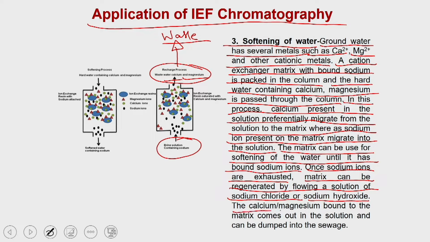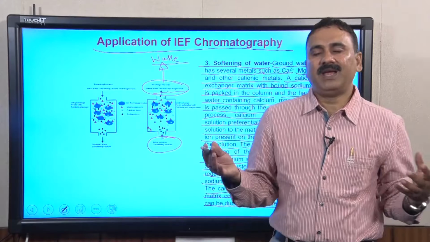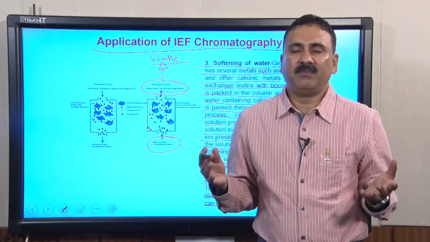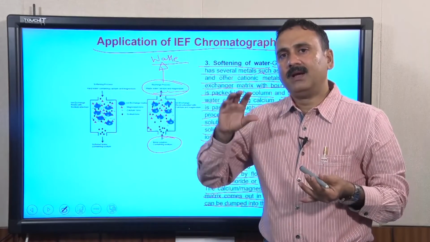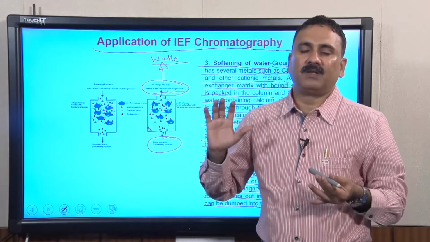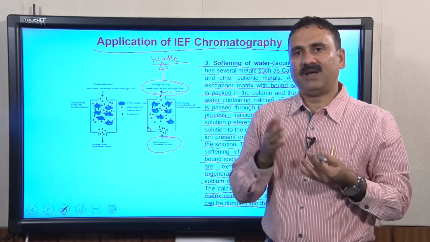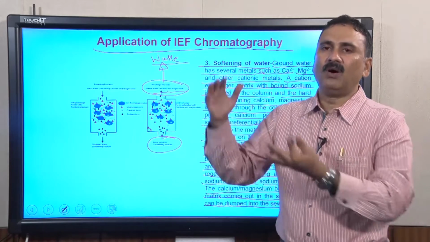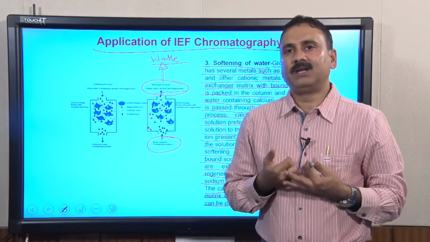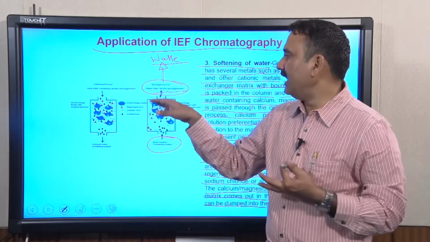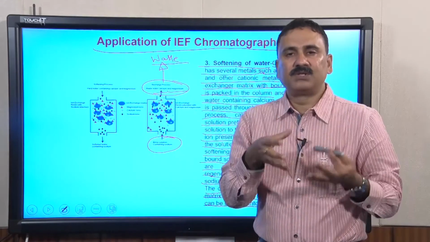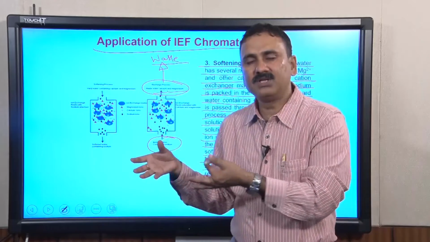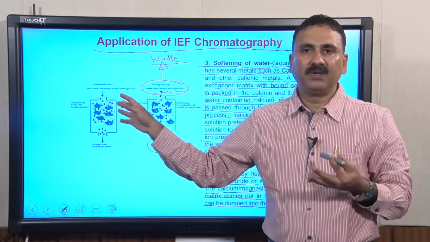So, the calcium or magnesium bound to the matrix comes out in the solution and can be dumped into the sewage. That is how you remove the heavy metals or the other kinds of contaminating metals from the water. And once the column is getting choked, or saturated, and does not have any more sodium available for making an exchange, then you flow a very high concentration of sodium, and that is going to regenerate these cartridges, and the bead-bound calcium and magnesium will come out from the cartridge, and that can be stored and dumped into a sewage.